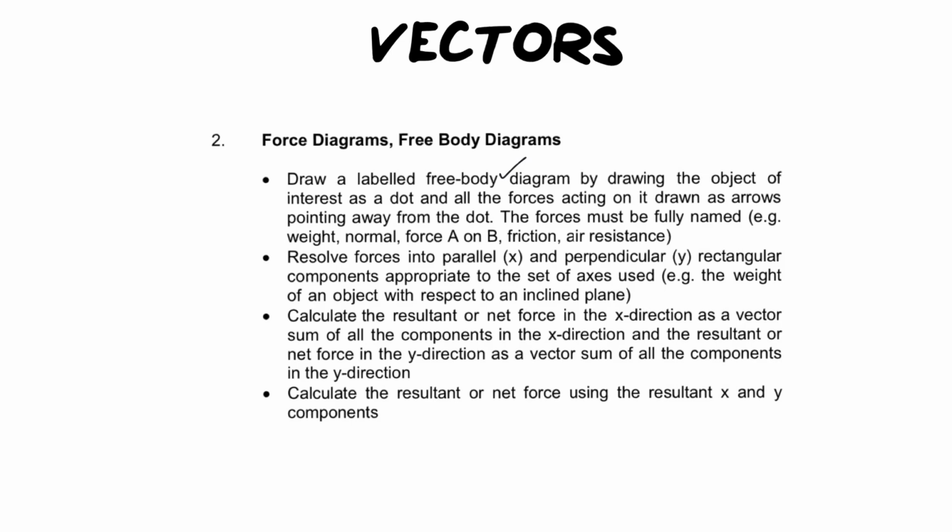We discussed that. We said that all objects will be represented by a dot with forces pointing away from the dot, and then you must fully label all of your forces. For example, force applied, force of tension, you can have force of friction, you can have force of air resistance, force of the normal if it's on the surface, force of gravity. FG, or you could say W, or you could say mg, right? Whatever the case is, you need to label.